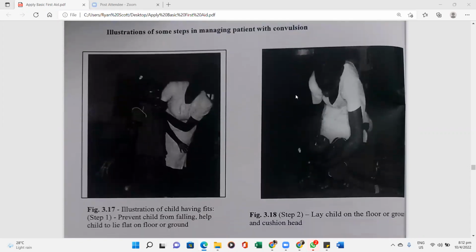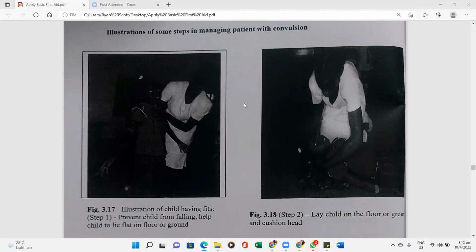So the person is there, person is having a seizure. It says illustration of patient having a fit, prevent the patient from falling. So if you see the person started having the fit while standing, don't let them drop to the floor, okay? Catch them, right? Don't be scared of them. Catch them, hold them, right? And then you gently put them to the ground, okay? To prevent them from falling. Lay the child on the floor on a cushion on the back of the head, right?